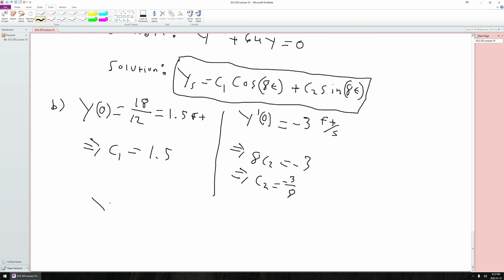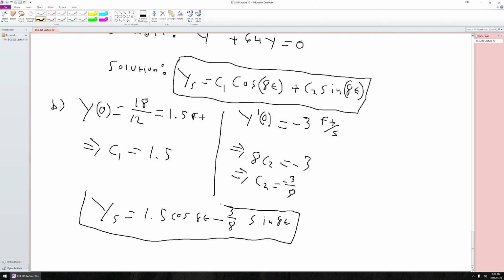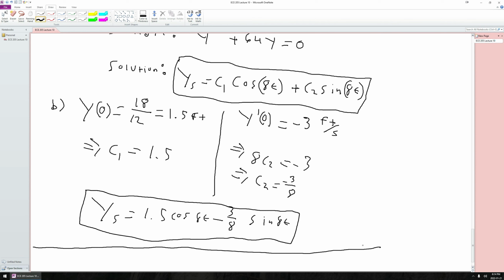So if I put this together, my solution, y sub s, is simply going to be my C1, so 1.5, cosine of 8t, plus my negative 3/8, so I'll just leave it as a minus 3 over 8 times sine of 8t. Okay, and this is my final equation for the displacement of the spring with respect to time. Technically, it even works for negative time going the other way, but generally speaking, we usually don't talk about time going in the negative direction, so we kind of suppress that information here.